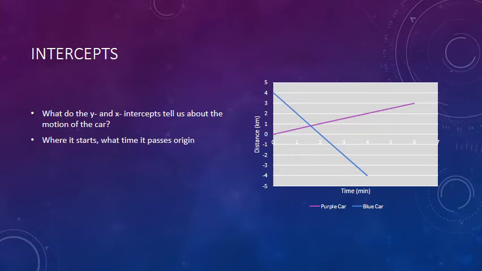The x-axis, or the time axis, tells us at what time the cars pass my point of origin. So the purple car actually starts at my point of origin and moves away, and the blue car passes my point of origin at around 2 minutes.